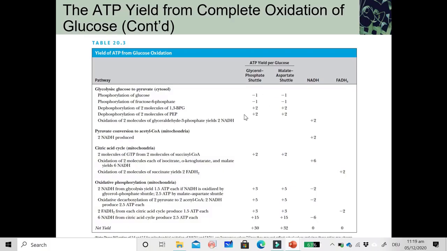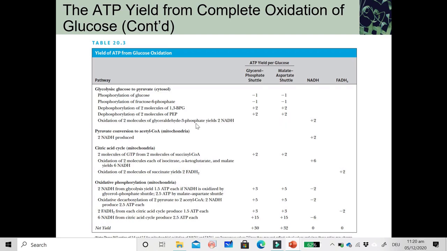This is the ATP reckoning: how much ATP do we consume, and how much ATP do we form. In glycolysis, phosphorylation of glucose, minus 1, because you're consuming ATP. Phosphorylation of fructose 6-phosphate, minus 1, because you're consuming the second ATP. Dephosphorylation of 2 molecules of 1,3-bisphosphoglycerate, you produce 2 ATP. Why? Because you have 2 molecules of 1,3-bisphosphoglycerate, because the glucose is cleaved. So plus 2, and dephosphorylation of 2 molecules of phosphoenolpyruvate, plus 2.